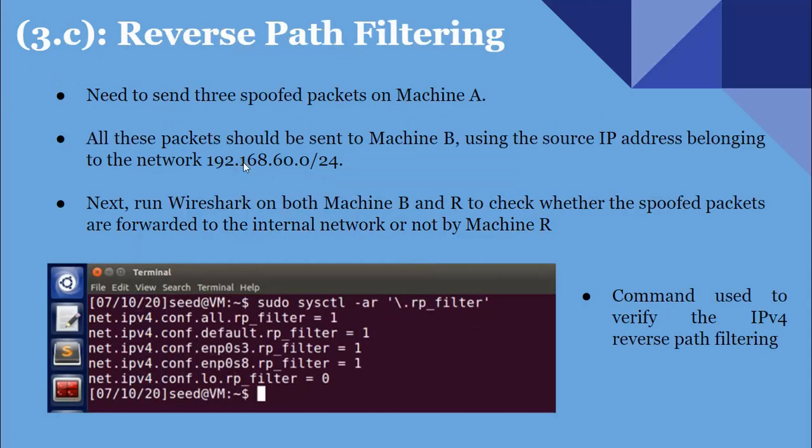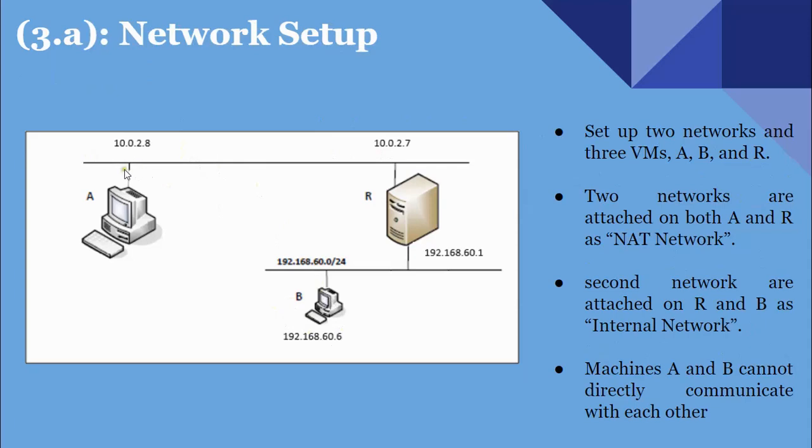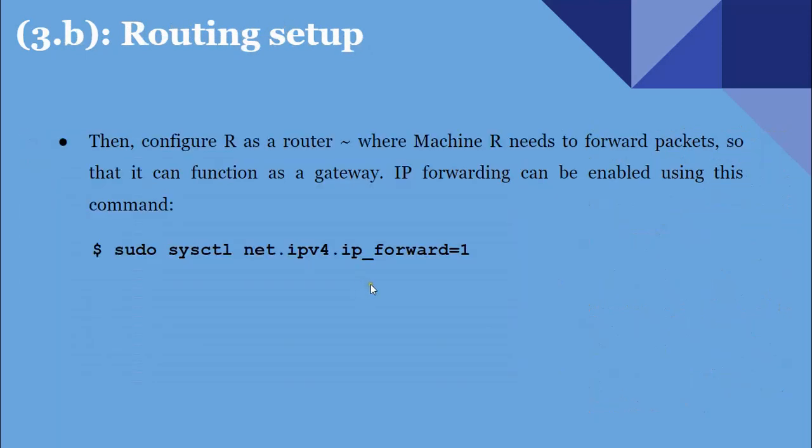Next, 3.C is the reverse path filtering. In this task, we need to send 3 spoofed packets from machine A. All these packets should be sent to machine B using a source IP address belonging to the network. Next, Wireshark will be run on both machine B and machine R to check whether the spoofed packets are forwarded to the internal network by machine R. What I mean here is, machine A already sent the spoofed packet. Remember the routing table. Machine A will send the spoofed packet to machine B, but in order to do that, it will be forwarded to machine R first, so that machine B can receive it.